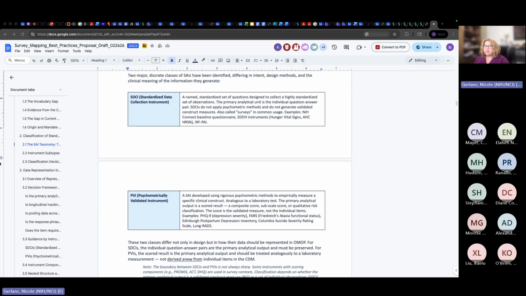Wouldn't necessarily map the scores because, at least in the context of the standardized collection instrument, in my head, I'm thinking I just want to map the questions so I can pool them. And then if I need to do rolling up of variables or other things to create a score, I do that after I've pooled data. And I could be wrong. Maybe that's not the best way to think about it, but that's how I do it.